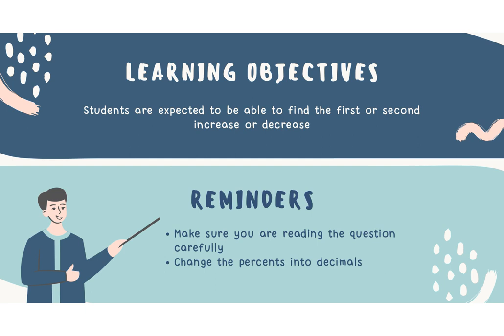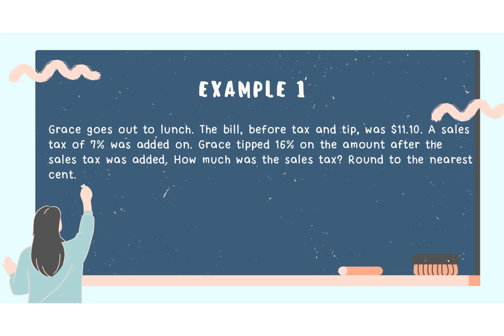Now, on to some examples. Here we have example 1. Example 1 says, Grace goes out to lunch. The bill before tax and tip was $11.10. A sales tax of 7% was added on. Grace tipped 16% on the amount after sales tax was added. How much was the sales tax? Round to the nearest cent.